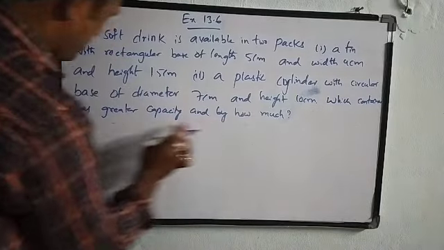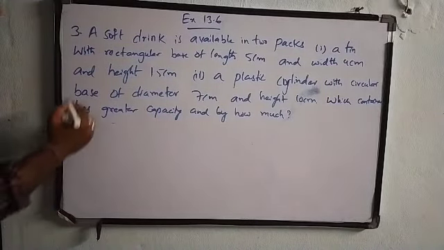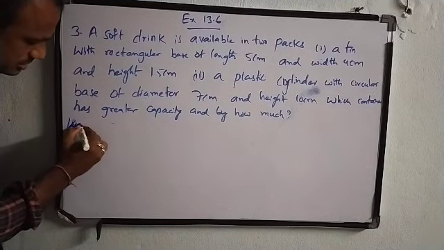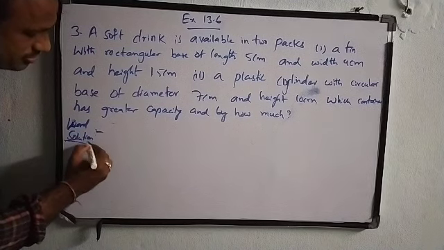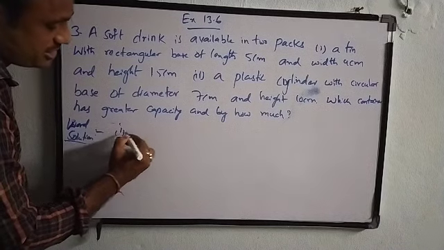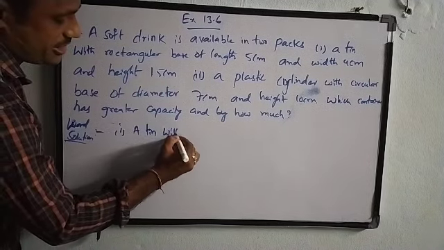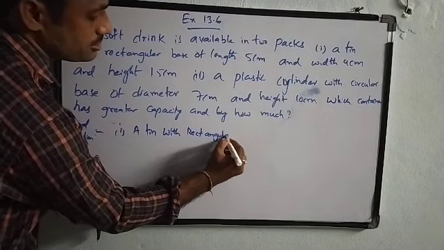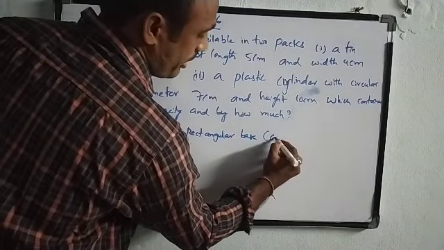So he is asking the capacity. So definitely we need to find out the volumes of these two packs of the soft drinks. So let us see the solution. In first case, a tin with rectangular base. So definitely a tin with rectangular base will be in the shape of a cuboid.